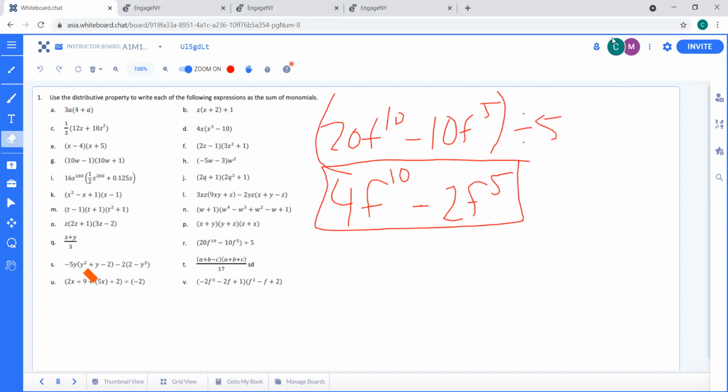And then let's see here. Oh, let's do this one. We'll do U together. 2x divided by 9, because we're going to go left to right. I think that's all we can do. That'll be 2x over 9 plus 5x over 2. And then all of that is divided by a negative 2.